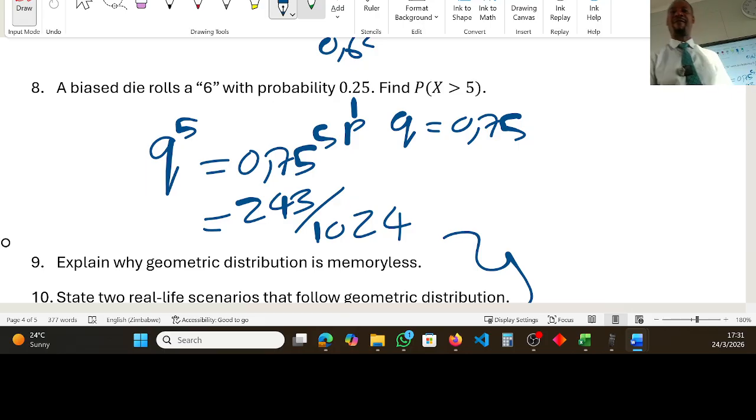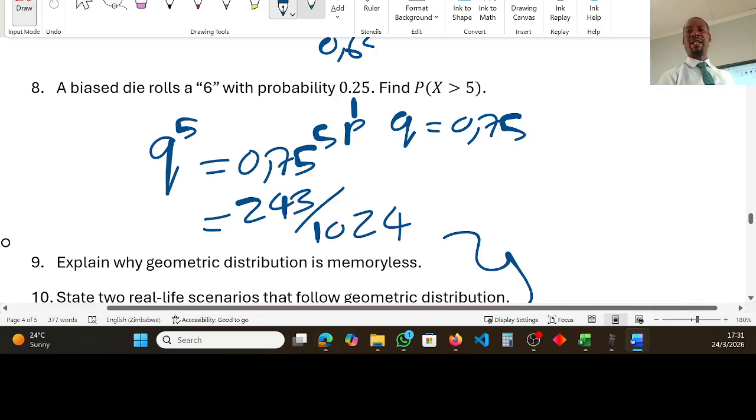I think that's it basically from the introduction to geometric distribution.